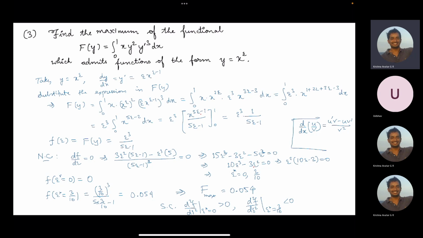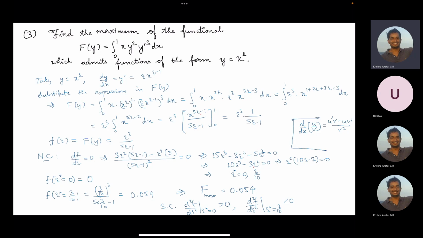Now, since we have just 2 points, and we very well know that the second derivative of f of epsilon is going to be very tedious, why don't we just evaluate the function values themselves at both these extremum points? So f of epsilon star equal to 0 is 0, and f of epsilon star equal to 3 by 10 gives us the value of 0.045. Our aim was to find the maximum of the function. So it is very apparent that f is maximum at epsilon star equal to 3 by 10. So this implies that f max is equal to 0.054.